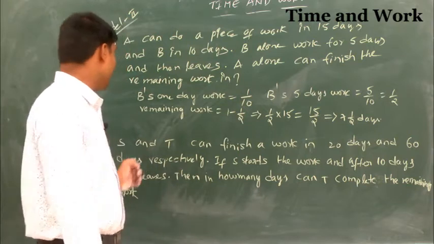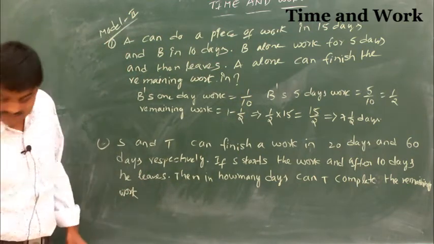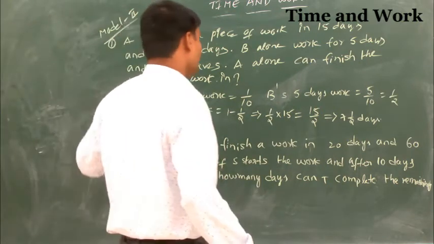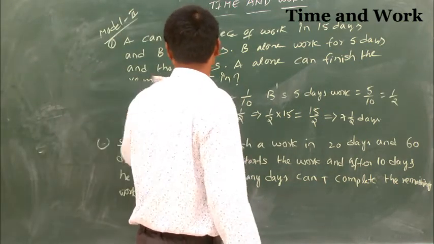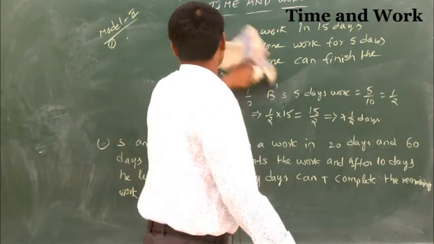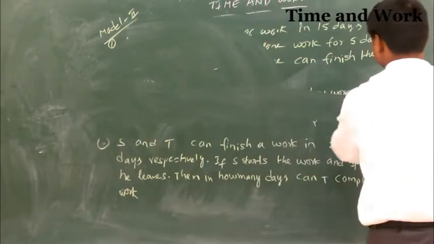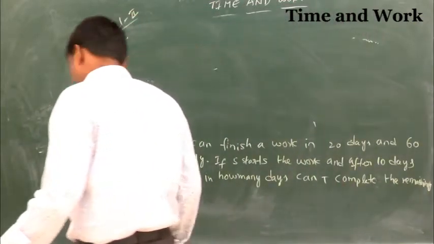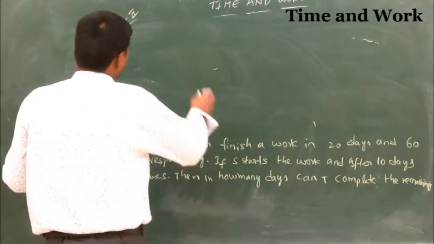So the next problem. S and T can finish the work in 20 days and 60 days respectively. S starts the work. After 10 days he leaves. T completes the remaining work. Same model. So here S and T can finish the work in 20 days and 60 days respectively.